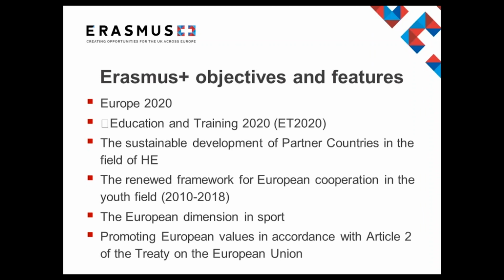The Europe 2020 strategy, including the headline education target, the strategic framework for European cooperation in education and training, the sustainable development of partner countries in the field of higher education, the renewed framework for European cooperation in the field of youth, the objective of developing the European dimension in sport, in particular grassroots sports, in line with the EU work plan for sports, and the promotion of European values in accordance with Article 2 of the Treaty of the European Union, which includes human dignity, freedom, democracy and equality.